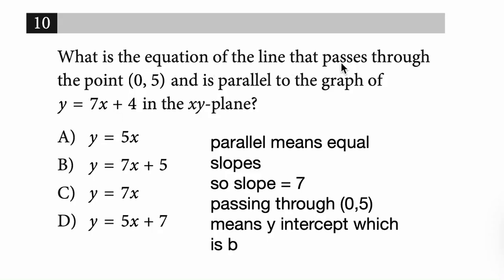Which is the equation of the line that passes through the point (0, 5), okay, and is parallel to the graph of the line y = 7x + 4 in the xy plane? Let's break this question into smaller parts. First keyword is passes through the point (0, 5), right? Now if you say y = mx + b, that means if x is 0, in the required equation, 5 will be the y-intercept. So let's see what options this has. Oh, okay, only option B has 5 as the y-intercept in y = mx + b, right?